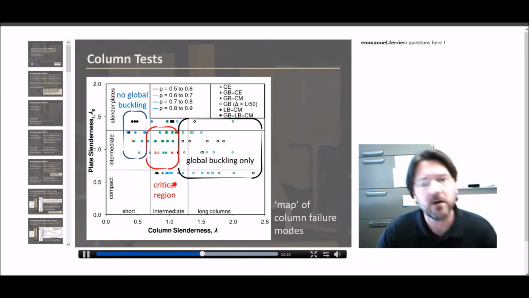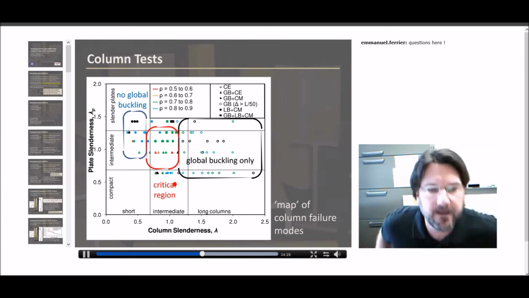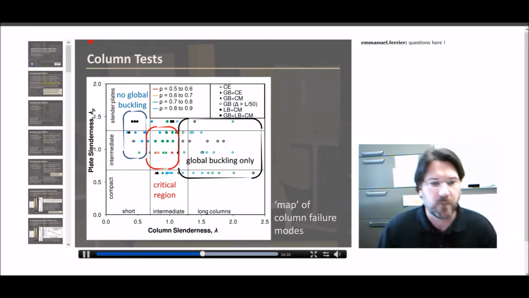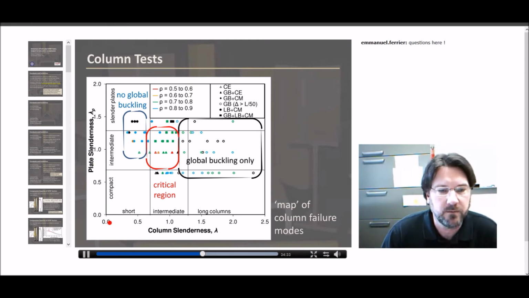And so if we take all of our data and we group it into families, we map it on this same kind of plot that we showed before, where we have the column slenderness going from very short columns to long columns across the bottom, and the plate slenderness vertically from compact plates to slender plates. We end up with groupings of behavior. And so for very short columns with intermediate slender plates, we really don't see any global buckling behavior. It's governed by local buckling behavior.